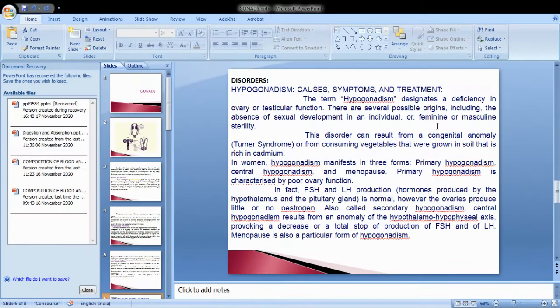That means it may cause pregnancy in a fertile female. Okay, that means it is the inability to cause. Okay, it may not cause.